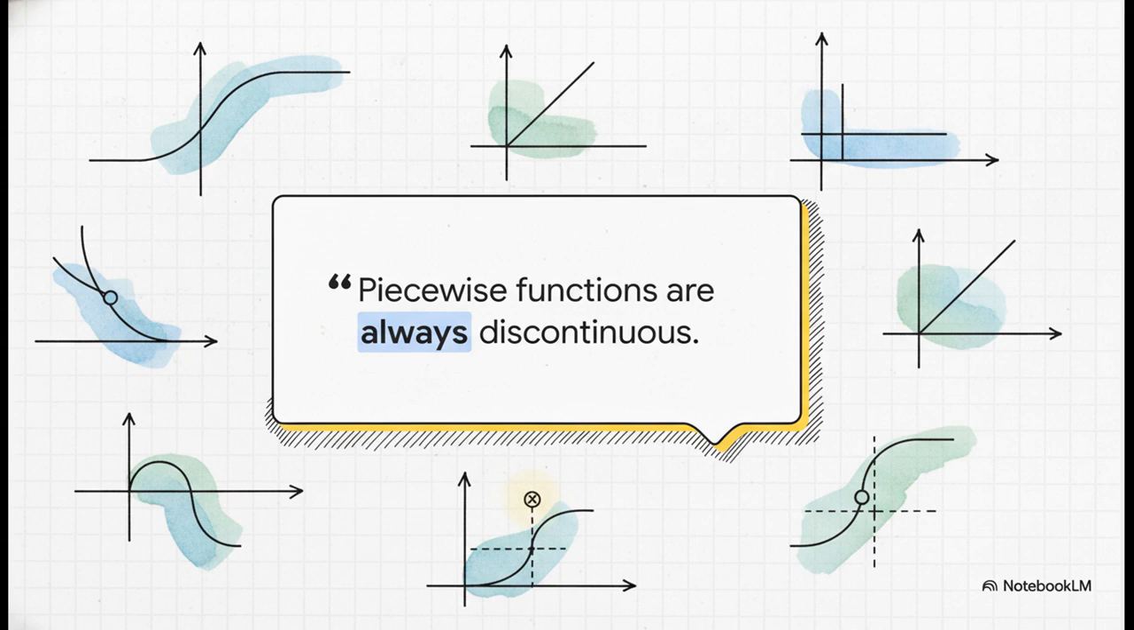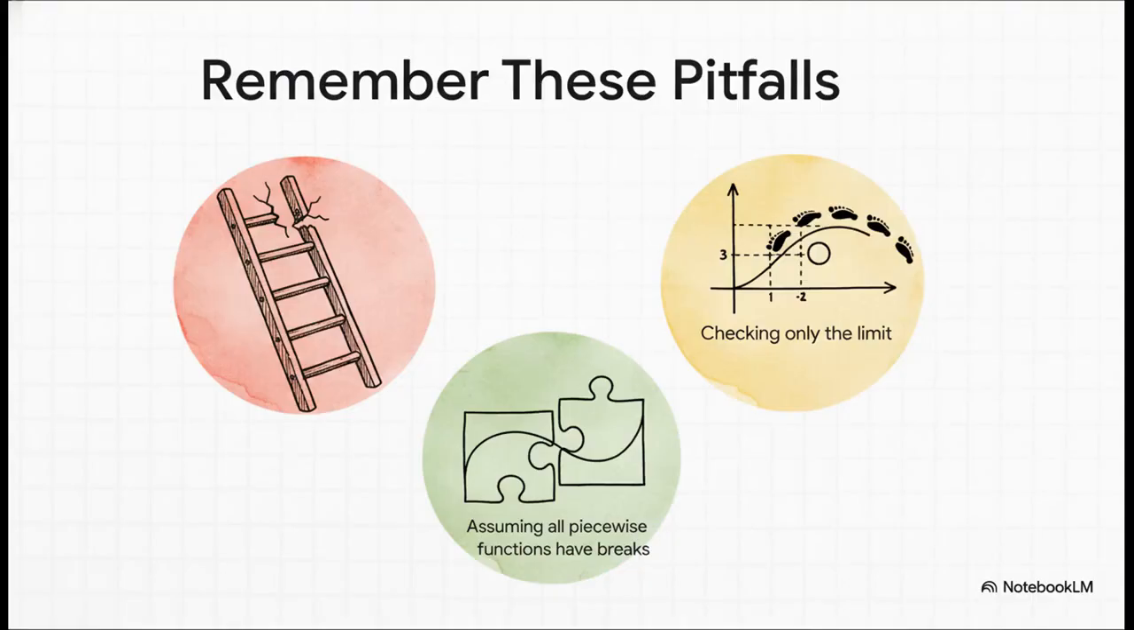So many people see a piecewise function and they just automatically assume it has to have a break in it. But that is absolutely not true. If the different pieces of the function are designed to meet up perfectly at that transition point, the function can be totally, completely continuous.